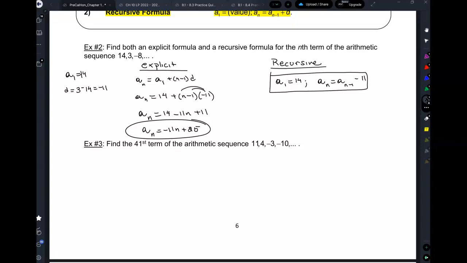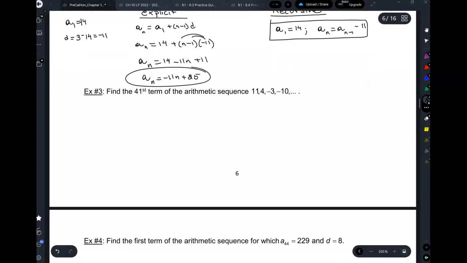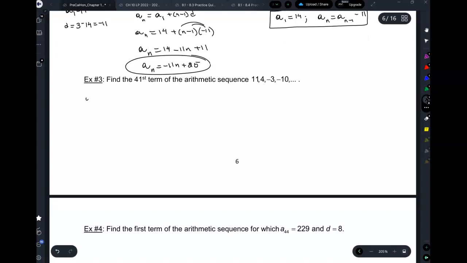All right, so like this one, find the 41st term of the arithmetic sequence here. Okay, so I have 1, 2, 3, 4. Now you can either sit there and add, or you can find a formula for it and plug in your numbers, right? Which is exactly what we're going to do. So A1 is 11, D is negative 7, and how much is N in this case? 41.